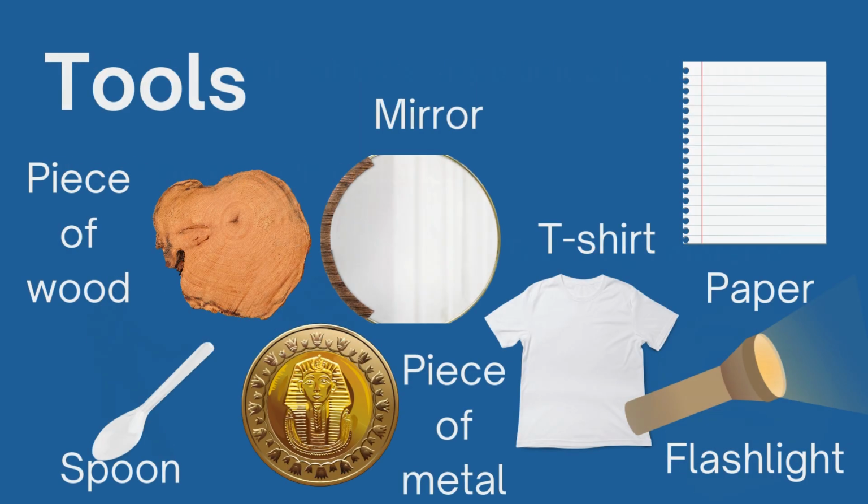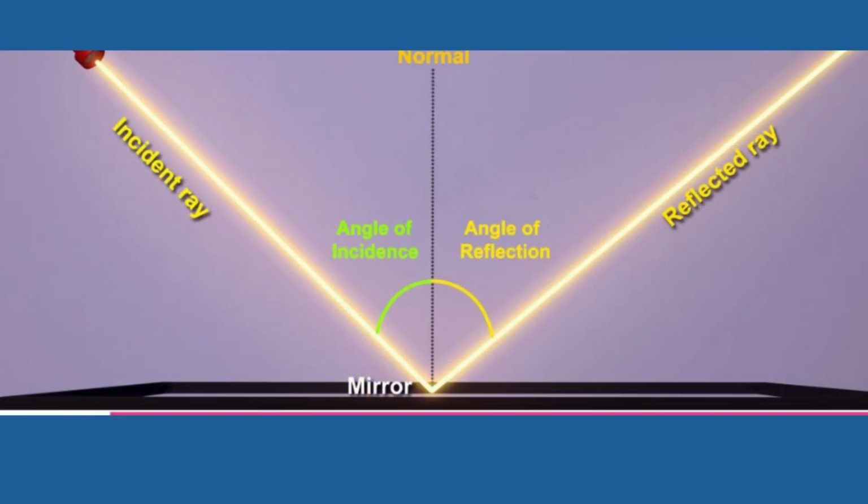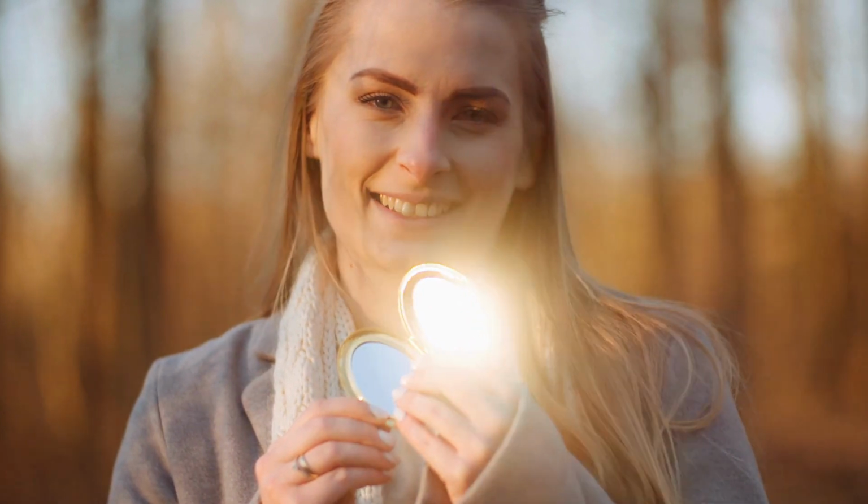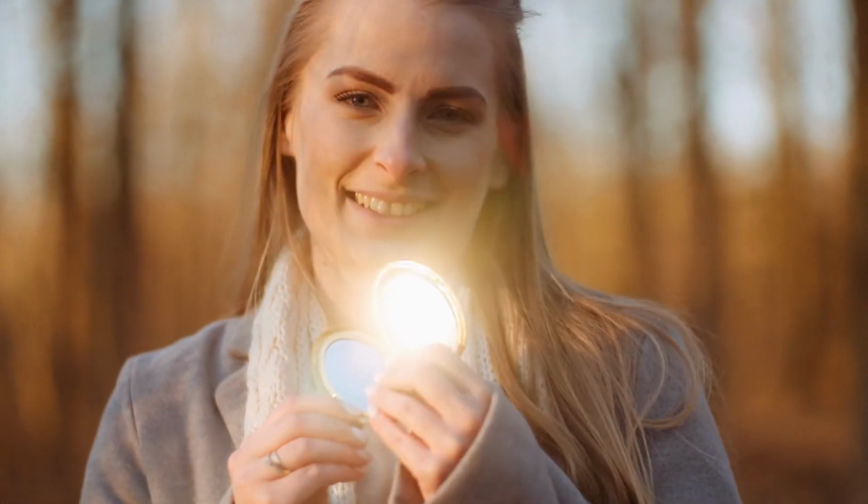Here are the tools. We have a piece of wood, a plastic spoon, okay? Mirror, piece of metal, t-shirt, paper, and a flashlight. The flashlight is the source of light. So if the light that is emitted from the flashlight falls on the mirror, what will happen? The mirror will reflect the light, and we will observe that the amount of light reflected from the mirror is large, as you see here. So it looks shiny, okay?